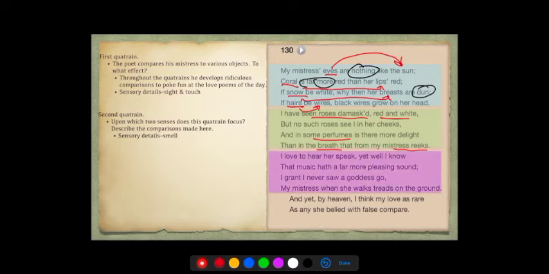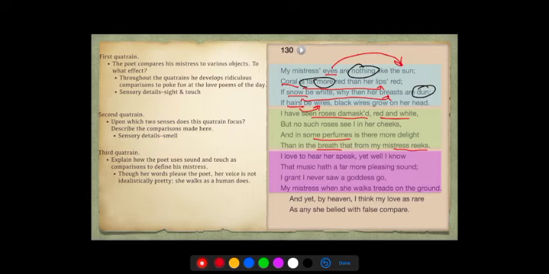If we move on to the next quatrain, explain how the poet uses sound and touch as comparisons to define his mistress. So here, basically, though her words please the poet, the sound of them, they're not idealistically pretty. And as far as how she moves, she doesn't float like a goddess. No, she's a human being. She treads on the ground just like we all do.